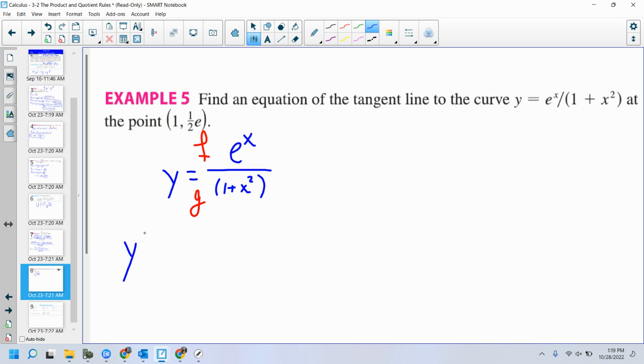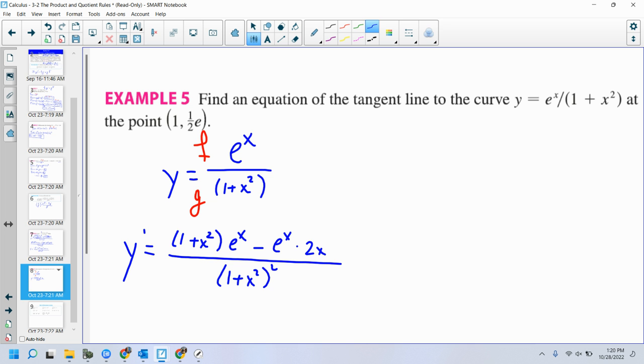All right, so y prime is going to be, all right, we got g f prime, low d high. What's the derivative of f? The derivative of e to the x. E to the x. Minus high, e to the x, d low. Well, what's the derivative of 1 plus x squared? 2x. All divided by low squared. 1 plus x squared, squared. That's a 2.